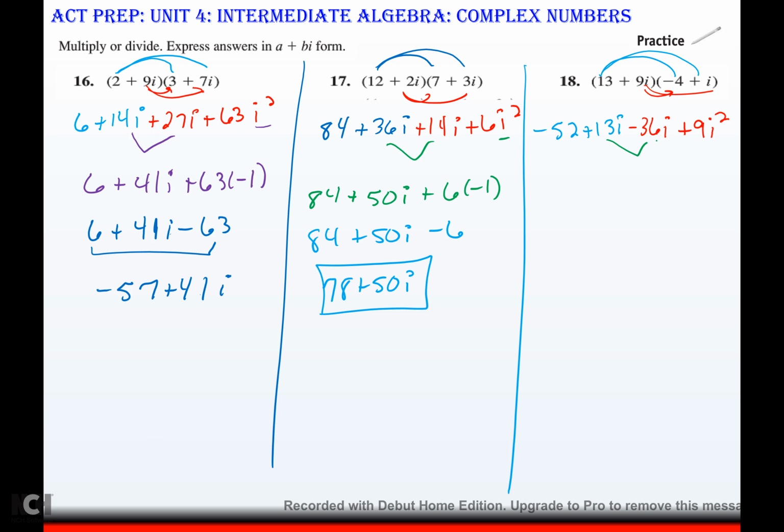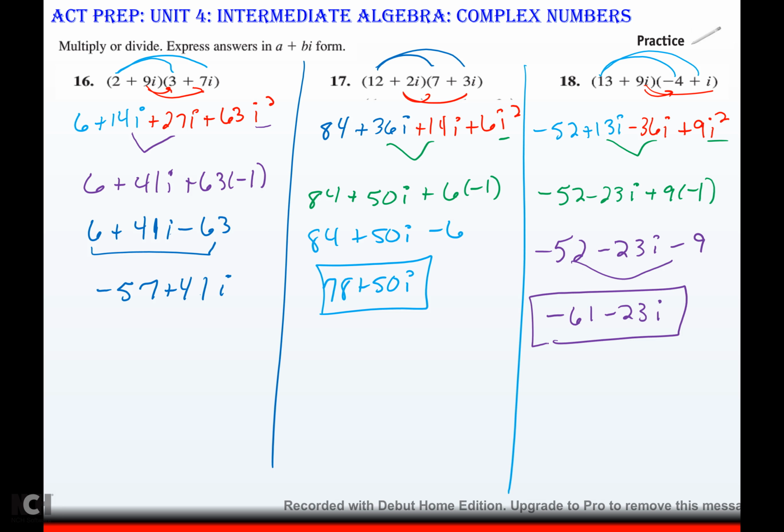Combine like terms and replace i squared. I have negative 52 minus 23i plus 9 times negative 1. That gives me negative 52 minus 23i minus 9, which gives me negative 61 minus 23i. Okay?